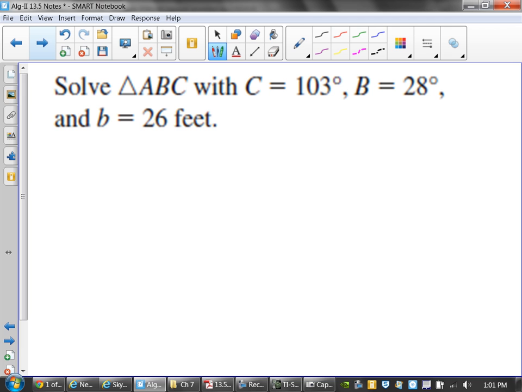So what don't you see right off the bat? How about a triangle? All right. What I want to do here is draw a quick generic triangle just to get a visual representation of what's opposite what. It is not to scale, so don't worry about any of that. Label out your parts. You've got 103, 28, and side B is 26. That means this is little c, this is little a.